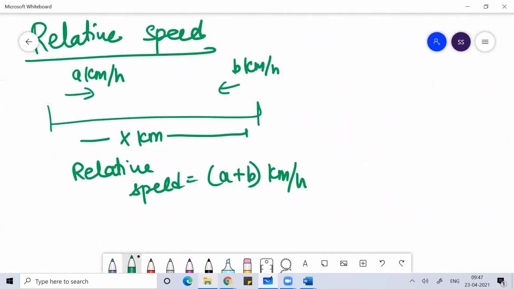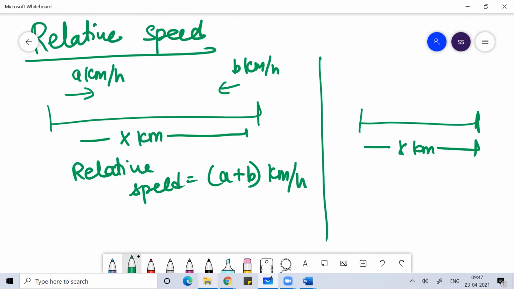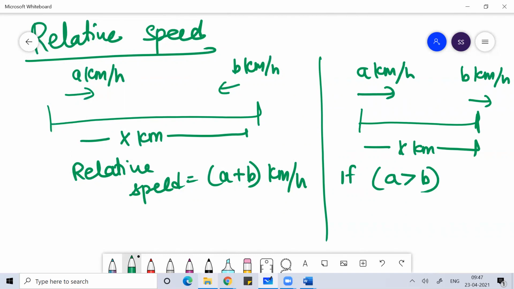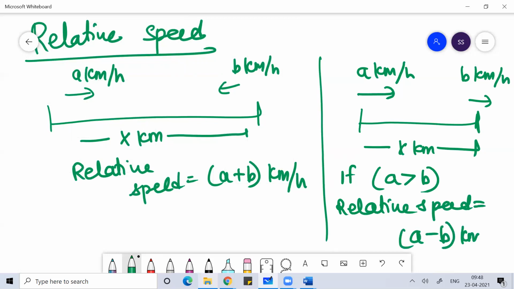Similarly, it can be the scenario where the distance is x kilometers, and this is moving at b kilometers per hour, and this is moving at a kilometers per hour toward b. So if the two objects move in the same direction, then if A is more than B, only then can object A catch object B. If the speed of object A is more than the speed of object B, then their relative speed will be A minus B kilometers per hour.